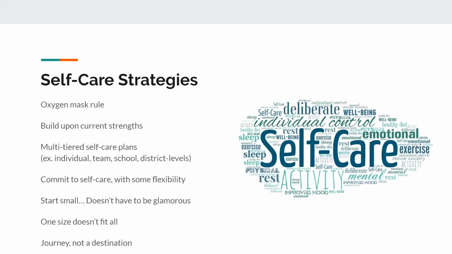So some self-care strategies that we might think about when we're implementing our self-care practices, first and foremost, like I mentioned before, is the oxygen mask rule. If you've been on an airplane or heard about this rule, the idea is that if for whatever reason there's an emergency with the airplane, you put your oxygen mask on first before you go around and help others. And we want to think about this in terms of our self-care as well.